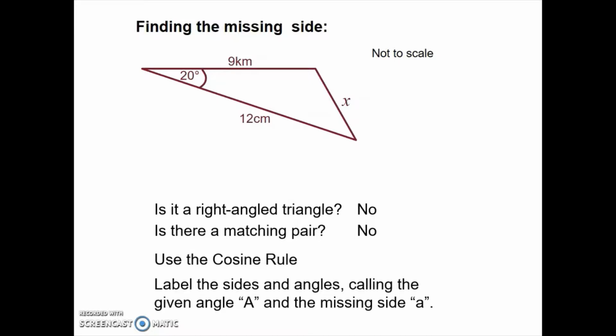We're going to label the sides and angles using our capital letters and lowercase letters. I've labeled this A because it is the angle I know, but also it's going to correspond to little a being placed on our missing side, which is what we want. So I've labeled the triangle correctly, ensuring that the A is on the value I'm trying to find.